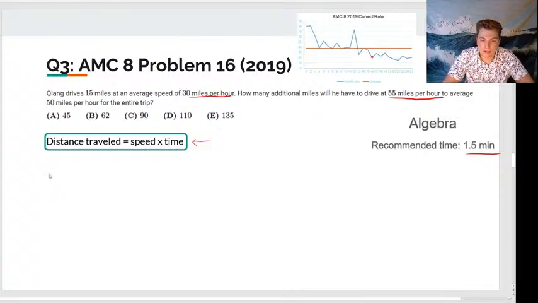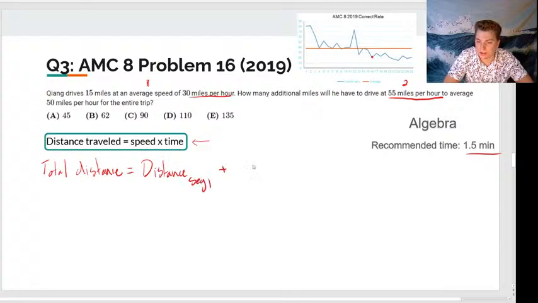So let's just start with this formula right here. We have our total distance traveled for the whole trip, and that would equal the distance of it. Looks like we can break this into two segments, right? We have our first segment traveling slower, and then our second segment traveling faster. So we have our distance of segment 1 plus our distance of segment 2 would equal our total distance, right?